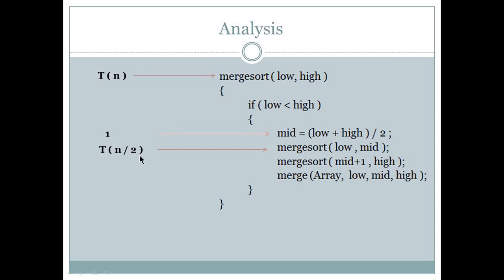This also performs on half, so this will also be T(n/2). And this last thing, merge, will be performed on all elements, so it will be n. After adding all these things, we get the equation 2T(n/2) plus n plus 1, but we ignore the 1 because n plus 1 is of complexity n only. So we will consider the equation T(n) equals 2T(n/2) plus n. This is our recurrence relation for the merge sort algorithm.